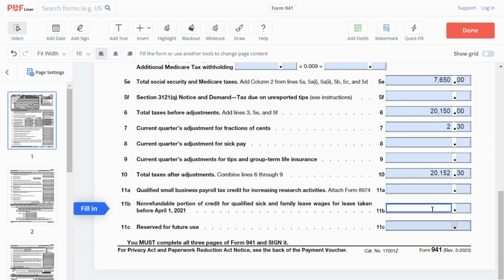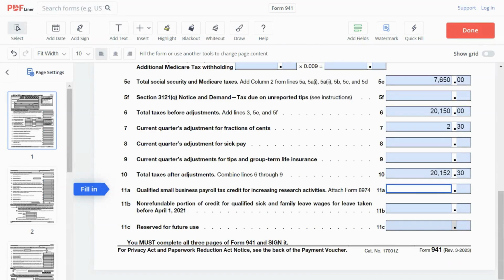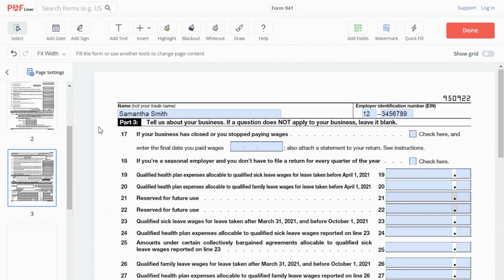On lines 11, you would need to report and calculate any credits that you qualify for. If your business is qualified for tax credit for increasing research activities, enter the amount of credit on line 11A. You can find out if you qualify by reading the instructions to Form 8974. If you have a non-refundable credit for a qualified sick or family leaves taken before April 1st, 2021, enter it on line 11B. Line 11C is reserved for future use. Simply leave lines like this blank.